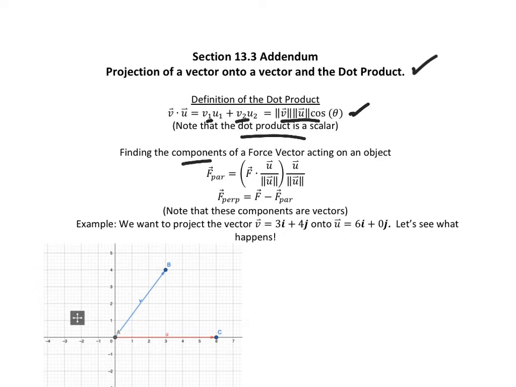Then we also have this formula that we've been dealing with, the components of a force vector acting on an object. And so we have force parallel to the given vector. So this would be force parallel to the u vector. And this would be force perpendicular to the u vector. And so those are a couple formulas that we'll talk about as well.